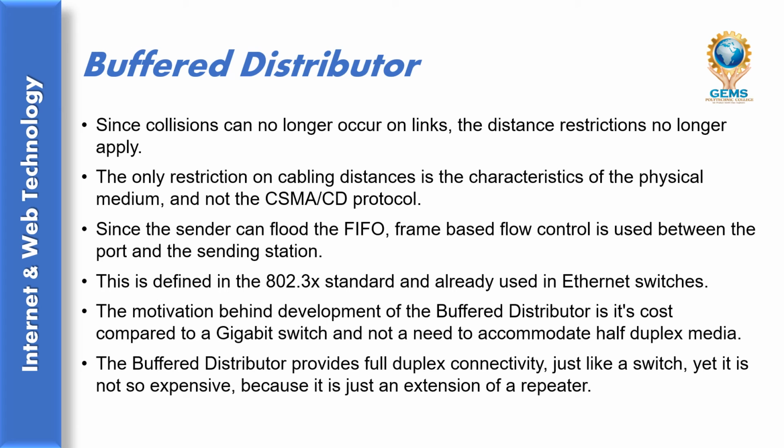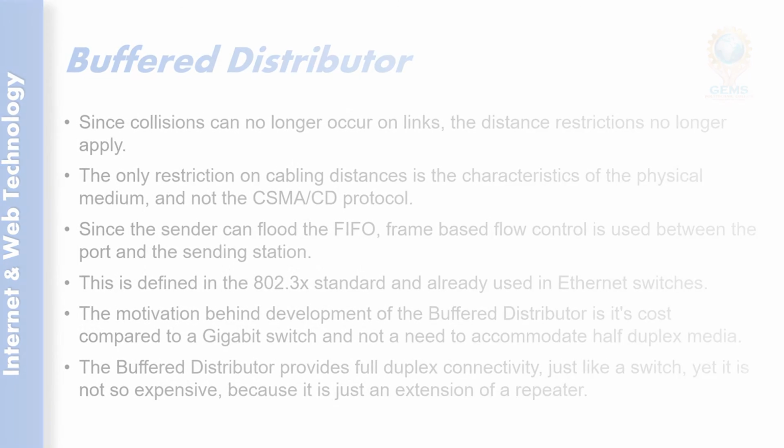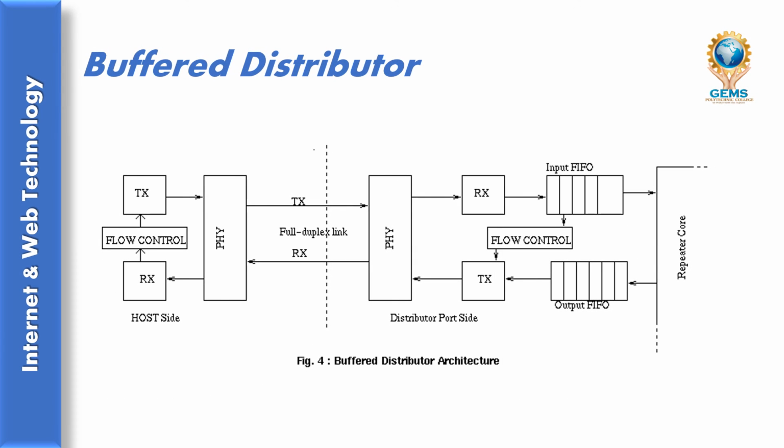The motivation behind the development of the buffer distributor is its cost compared to a gigabit switch, and not needing to accommodate half duplex media. So the buffer distributor provides full duplex connectivity, just like a switch. Yet it is not so expensive because it is just an extension of a repeater. This image shows the buffered distributor architecture.